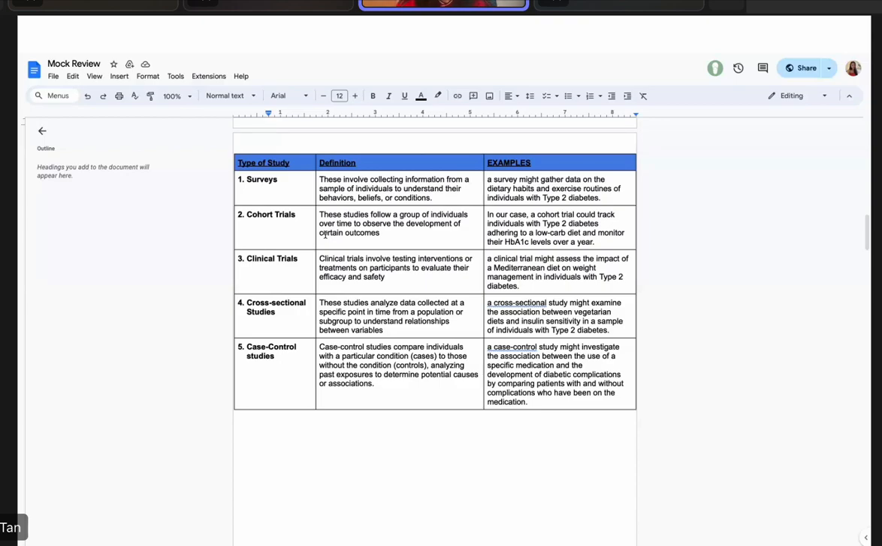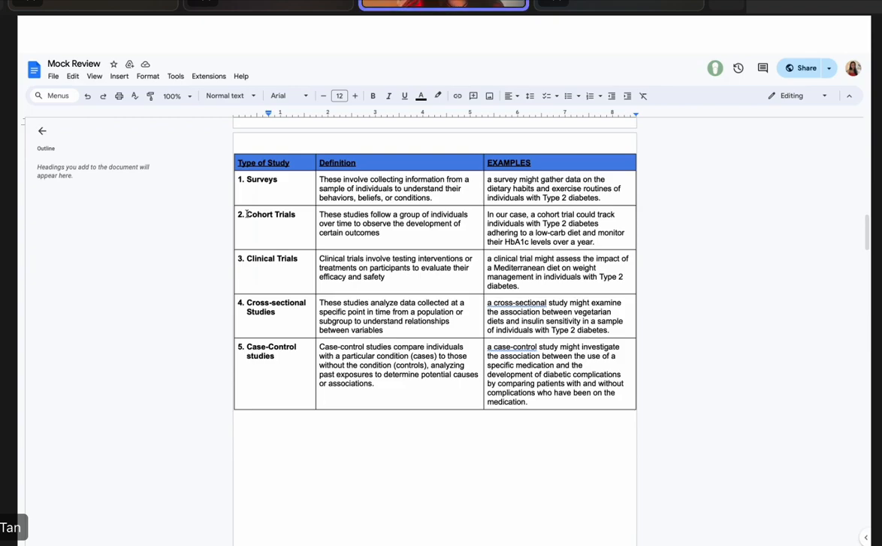So types of studies, these are the 5 big types of studies you would normally find for your systematic review. So your first type is your surveys. And the definition, these involve collecting information from a sample of individuals to understand their behaviors, beliefs, or conditions. So, for example, a survey might gather data on the dietary habits and exercise routines of individuals with type 2 diabetes. Pretty simple. I think most of us do this in our high school projects. We send out surveys and get people to respond to them.